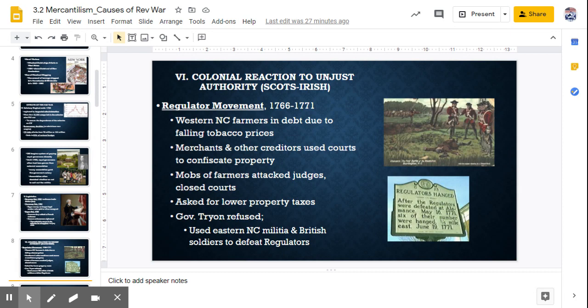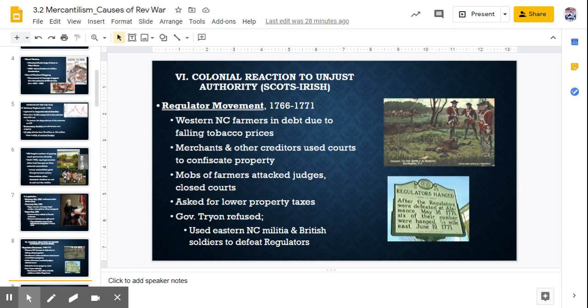Maybe the local merchant, I would have a line of credit with him. And then come September, October, I sold my harvest and I had cash to pay all these people back. Well, unfortunately, over the course of the 1760s, the price of tobacco kept falling. And so every year you would sell your harvest, and even if it was the same amount as the year before, it was worth less. And so more and more farmers found that they had outstanding debts.